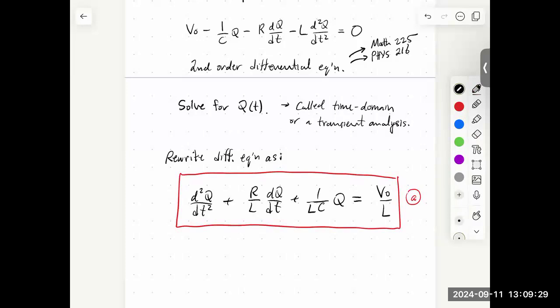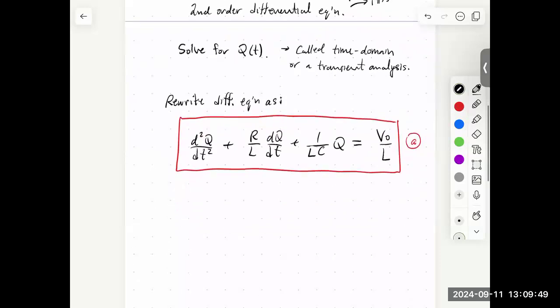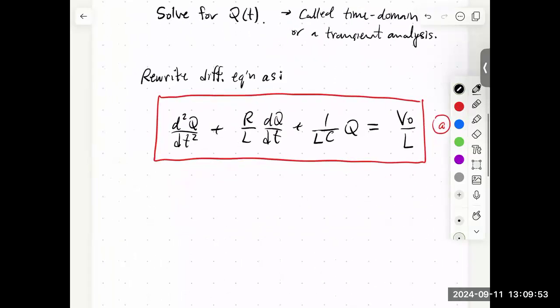I said we're not going to solve this rigorously, and we're not. I will, however, if you're interested, put notes on the course website that have the full solution to this differential equation. And so if you're interested, you could look at it. It's not required reading. I'm not going to test you on it or anything like that.